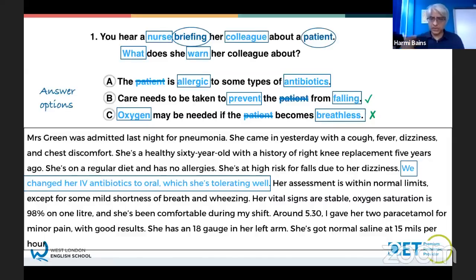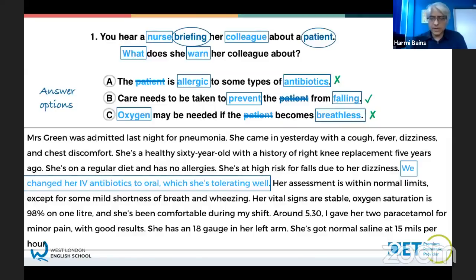And sometimes just because you see the word, you might think it's the answer. But don't forget the question as well, because she isn't warning her colleague about antibiotics. And also here, the information is different. It says we changed her antibiotics to oral, which she's tolerating well. Not talking about allergies. But do please just be careful. Just because you hear a word and you see it on your question paper, it doesn't mean it's the answer. Just keep in mind the question and what they're asking you.